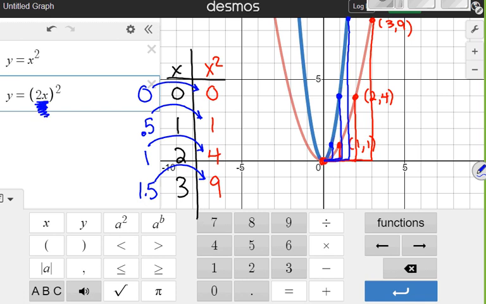So before, I had to put in 1 to produce 1 on the red graph. Now I only have to put in 0.5 because the 0.5 goes in and says, well, I'm going to get doubled by the 2, and then I'm going to be squared. So I put in 1. Instead of putting 2 in to get 4, you only have to put 1 in because the 1 gets doubled before it gets squared. And now instead of 3, you only have to put in 1.5 because it gets doubled before it gets squared. So the inputs were all cut in half because of the whole number 2. That's the idea behind it. Horizontal compression.